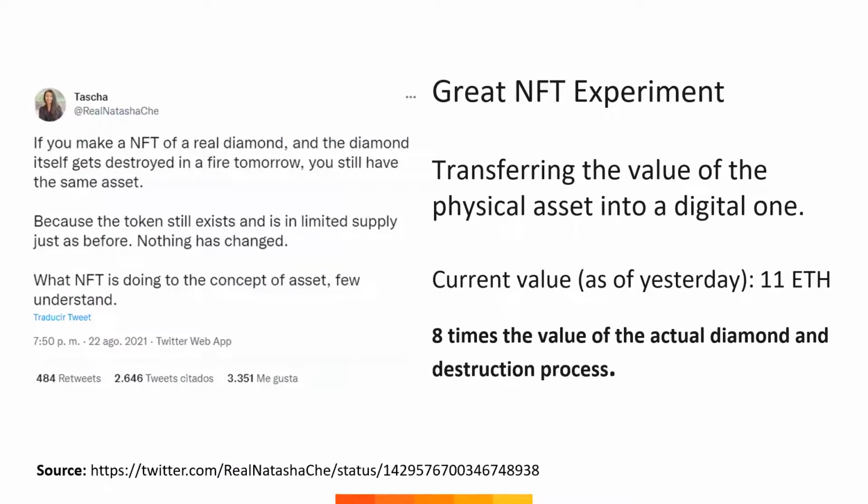For instance, in this case, this economist was doing an example in which she bought a diamond, destroyed the diamond, and wanted to know if someone would be able to buy the token that represents the digital version of that broken diamond. And as of yesterday, the last time I looked, the price that someone was willing to pay for that token was 11 ETH, which is roughly 36K at today's price, when the actual diamond, which was broken in the process, was only 6K US dollars. This is a pretty interesting example for anyone interested in the financial ideas behind how this can happen.